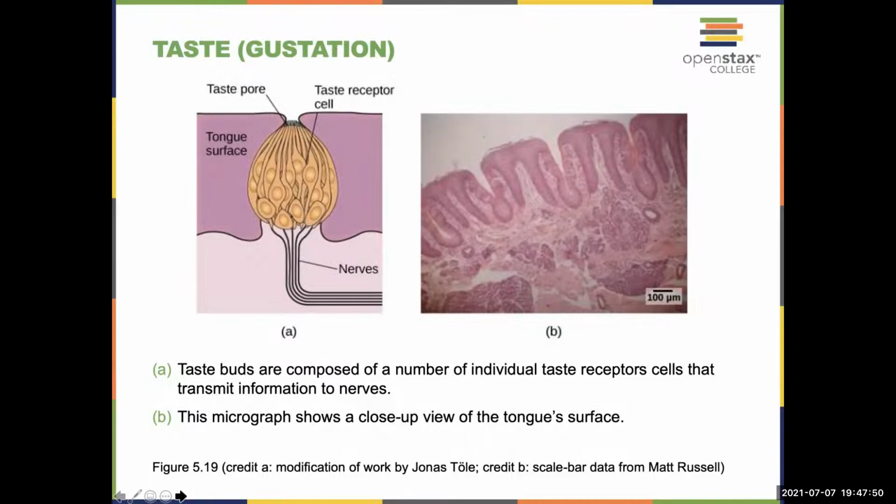So who knows why taste might be important? You can type that in the chat or shout it out. Why is taste important?